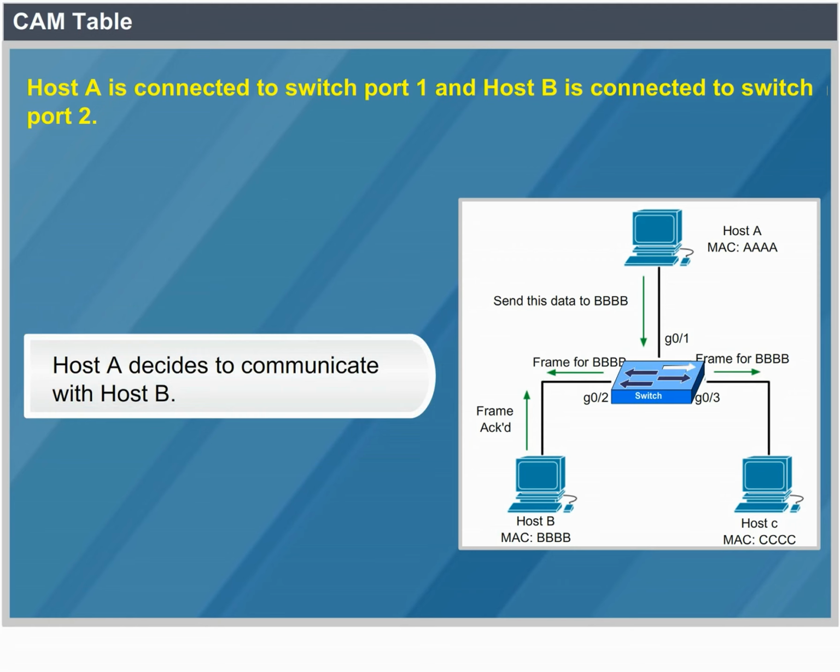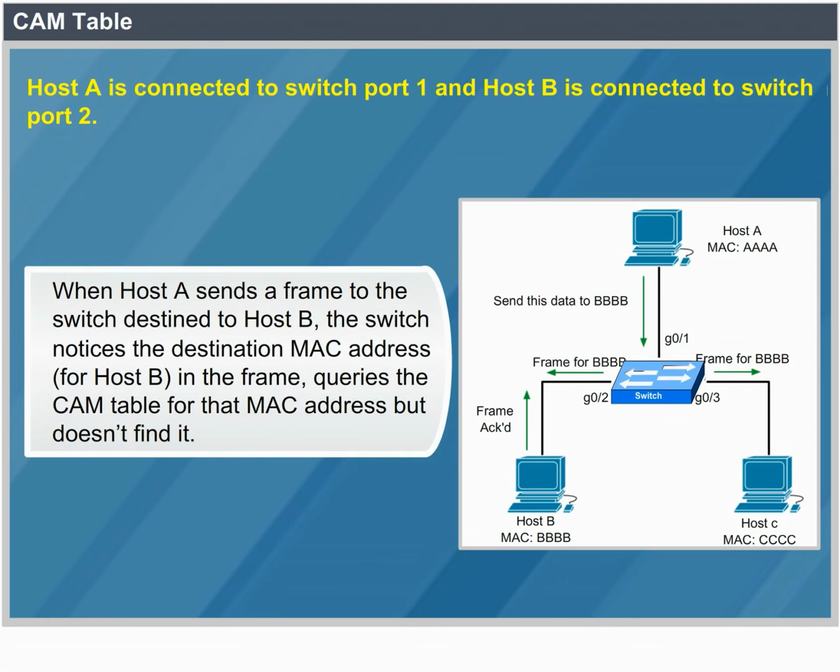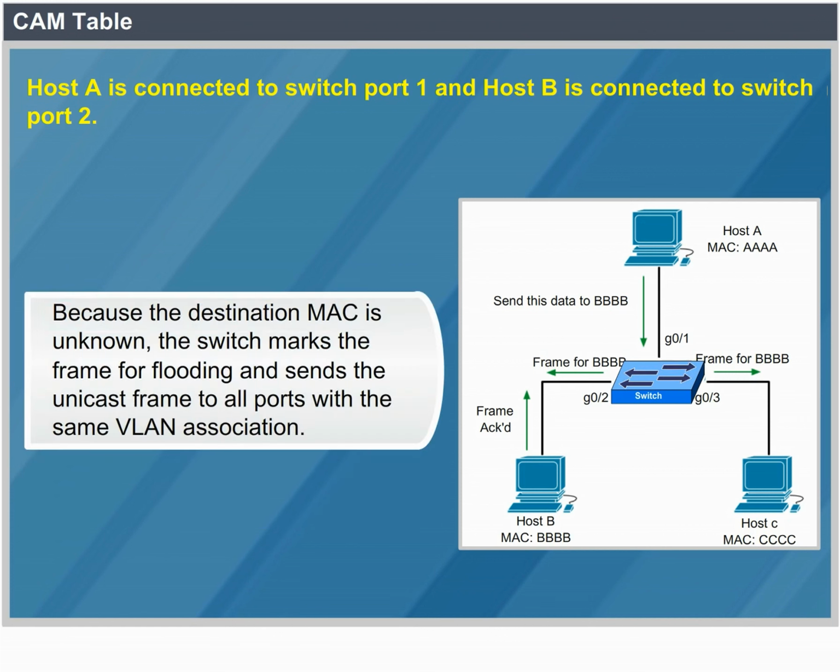Host A decides to communicate with host B. When host A sends a frame to the switch destined to host B, the switch notices the destination MAC address for host B in the frame, queries the CAM table for that MAC address but doesn't find it. Because the destination MAC is unknown, the switch marks the frame for flooding and sends the unicast frame to all ports with the same VLAN association.